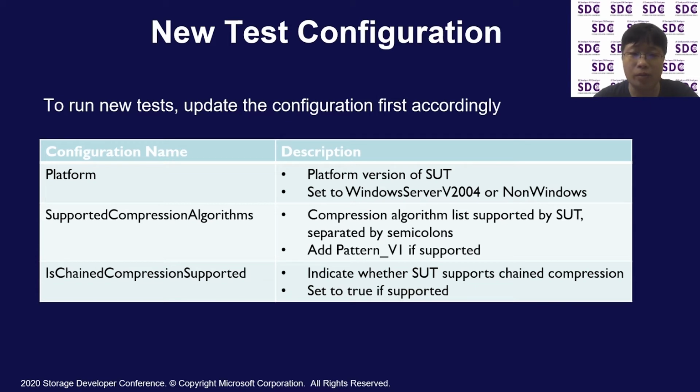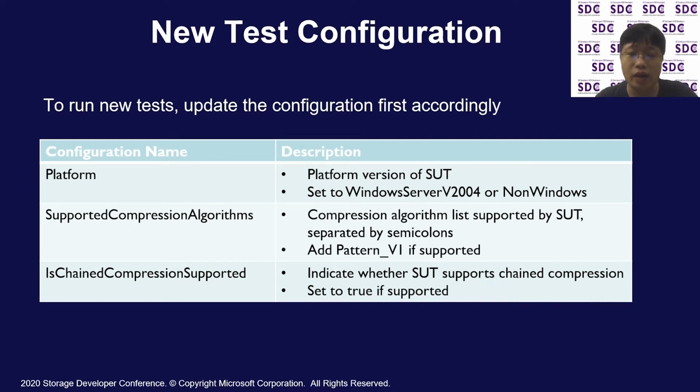The first one is platform, which tells test suite the platform version of your implementation. If you test against Windows, set it to Windows Server v2004 in order to run newly added tests. Otherwise, you should set it to non-Windows. Next one is supported compression algorithm. We added support to the new algorithm called pattern v1. So if your implementation already supports it, don't forget to add it to the list.